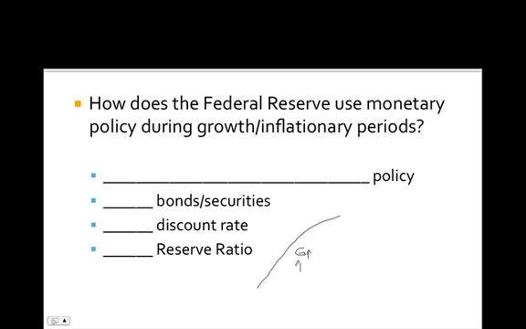So during growth or inflationary periods, so when you've got high inflation, the Fed is going to try to slow it down. So they're going to have contractionary policy or tight money policy. And when the Fed does that, they are going to do 3 different things with bonds and securities. So I want you to take a look at your sheet, and I want you to fill it in for what you think the Fed would do with bonds or securities, the discount rate, and the reserve ratio.